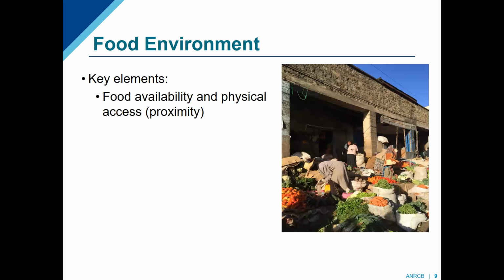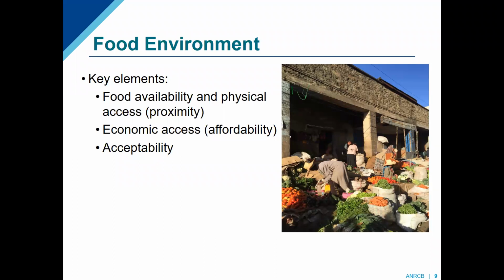So let's talk a little bit more about what these elements are. We talked about food availability and physical access. So that is being close and being able to reach markets and other sources of food. We talked about economic access, which is around affordability.